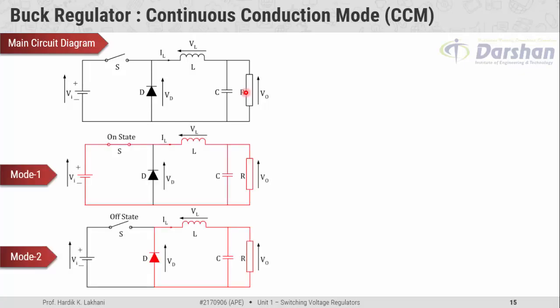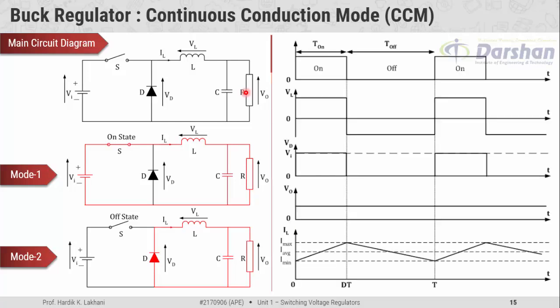Diagram below shows the equivalent circuit diagram for mode 1 and mode 2 operation of the buck regulator in continuous conduction mode. Besides that, the waveforms of the various parameters for this operation are shown. Waveforms represent the behavior of the parameter with respect to time.